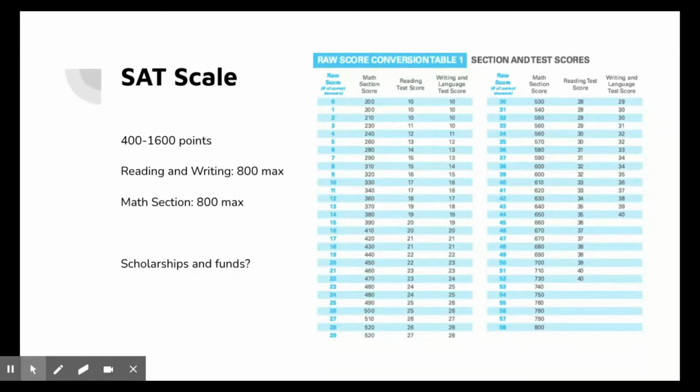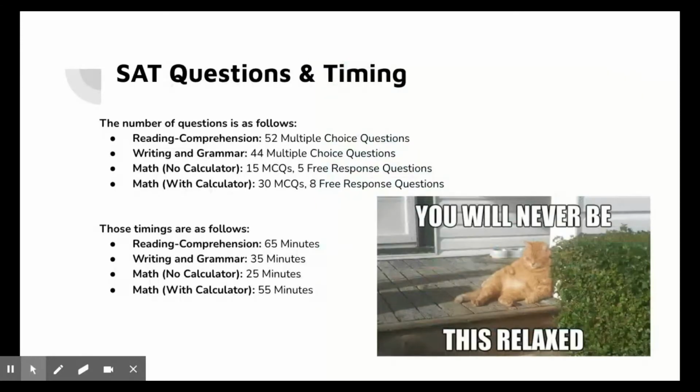Let's break down each section in terms of the number of questions as follows. The reading comprehension part has 52 multiple choice questions, writing and grammar with 44 multiple choice questions. The math no calculator has 15 multiple choice questions and 5 free response. The math with calculator has 30 multiple choice questions and 8 free response questions.